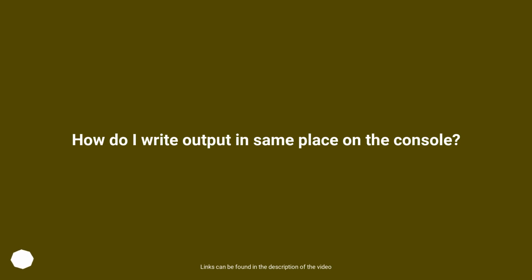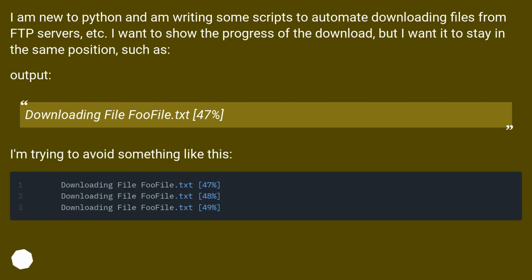How do I write output in the same place on the console? I am new to Python and am writing some scripts to automate downloading files from FTP servers, etc. I want to show the progress of the download, but I want it to stay in the same position, such as output: Downloading file foo-file.txt, 47%.